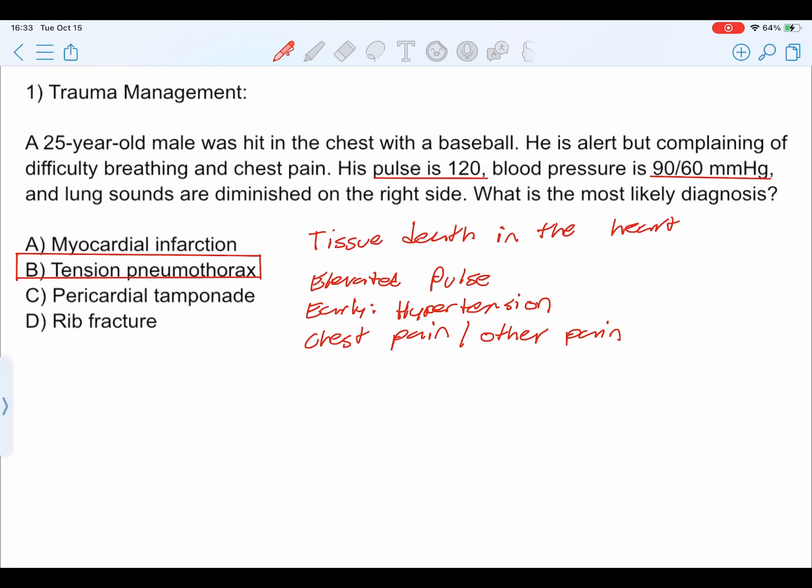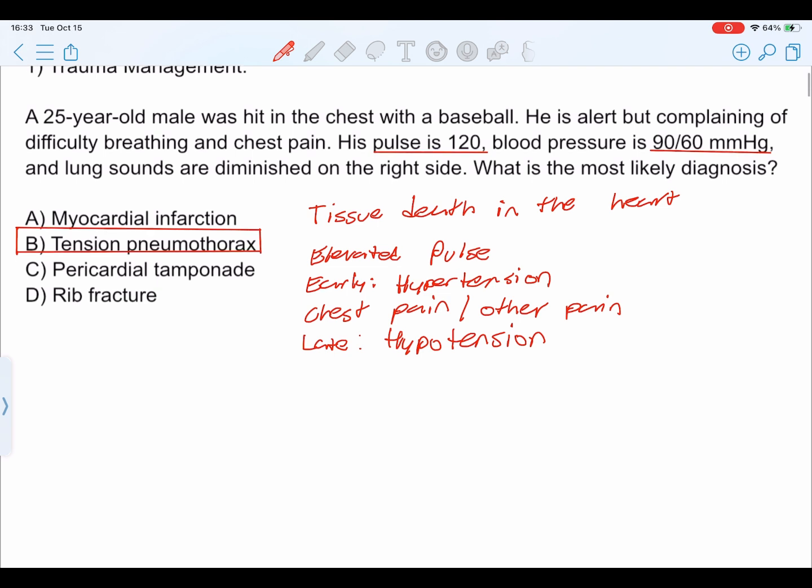And then we talked about hypertension in the early stages. In the late stages, that would change to hypotension. Hypo being low blood pressure, hyper being high blood pressure. So it would switch. And then for respiratory rate, we would expect tachypnea. And we would also potentially see decreased O2 saturation. It could be normal, but it's also possible it's going to be decreased as well.